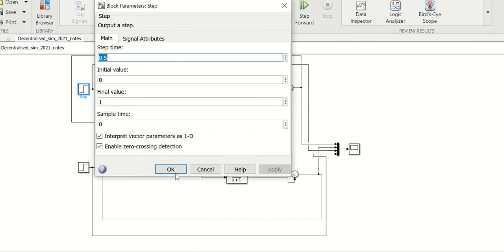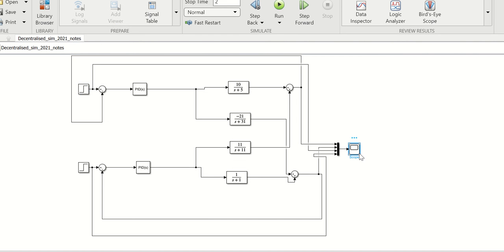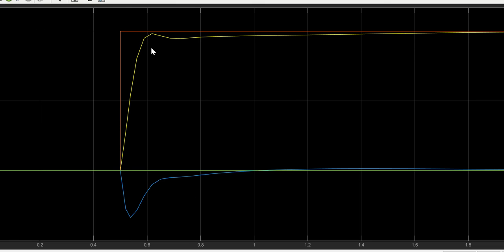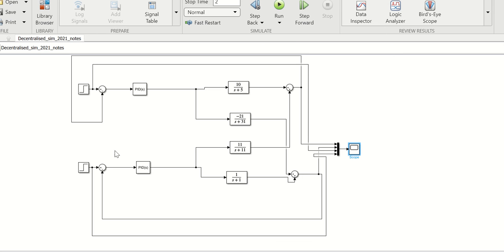If this is a step on channel 1, and here's a step on channel 1, so it's on the same sort of time scale, so it's a similar sort of transient response. But you can see now the interaction is significantly larger. It's probably about 35% interaction, whereas before it was about 5%. So we're really getting rid of this interaction here using the centralized controller.